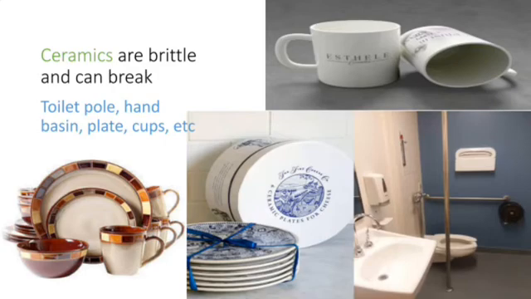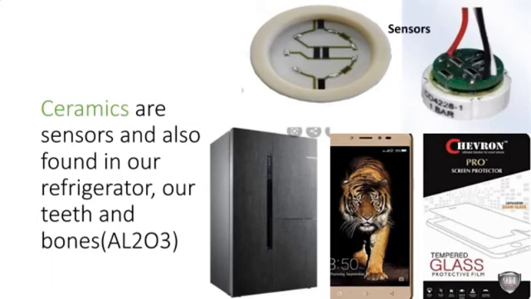Now ceramics are brittle and can break. We have the toilet bowl, the hand basin, the plate, the cups, etc. Ceramics are also sensors and are found in our refrigerators, our teeth, and bones.